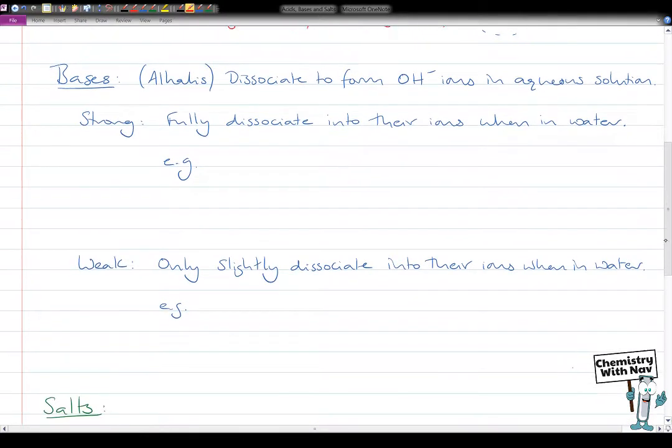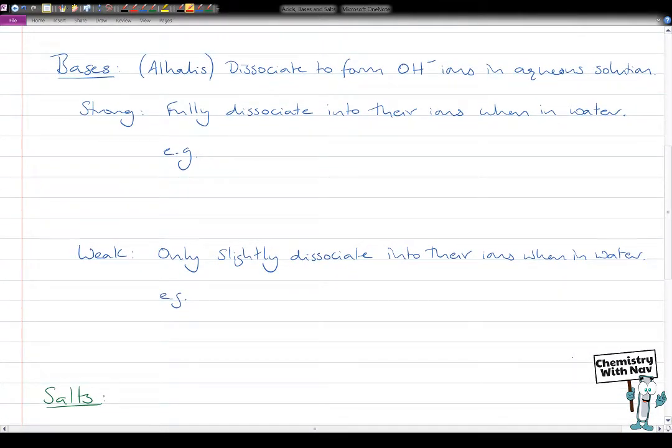Okay, so moving on to bases. Bases tend to be substances such as metal oxides and metal hydroxides, but alkalis are soluble bases, and these will dissociate to form OH- ions in aqueous solution. Again, the strong being those that fully dissociate into their ions when in water. For example, we would have sodium hydroxide or barium hydroxide, which is diprotic because barium's in group 2. And the dissociation here being a full dissociation again into Na+ and OH- ions.